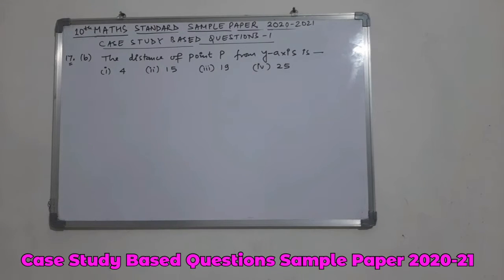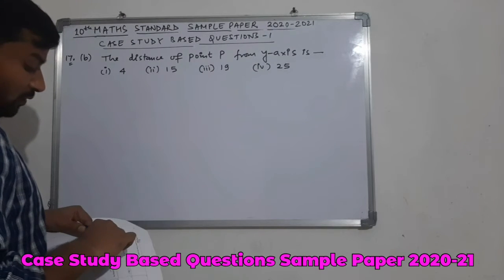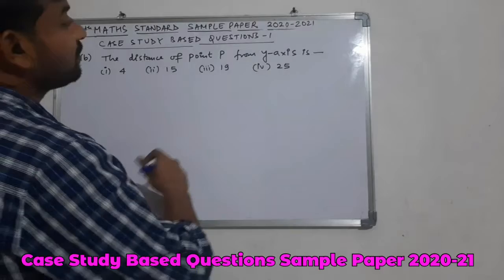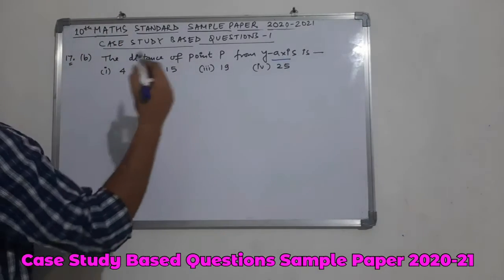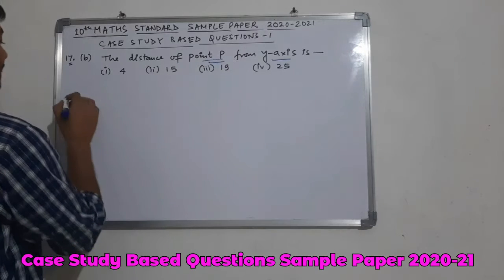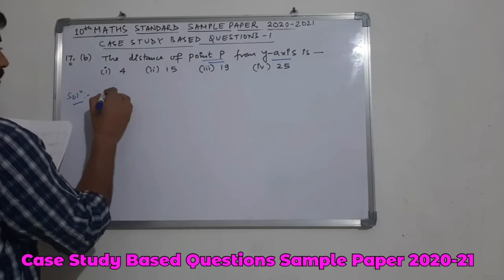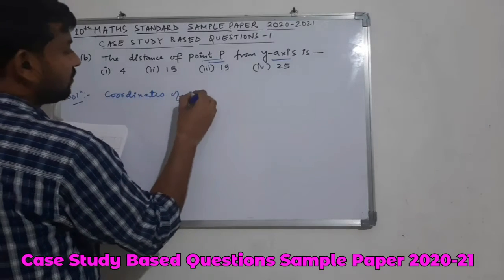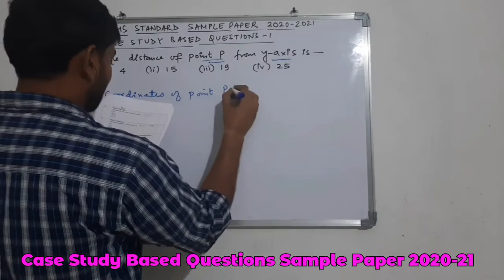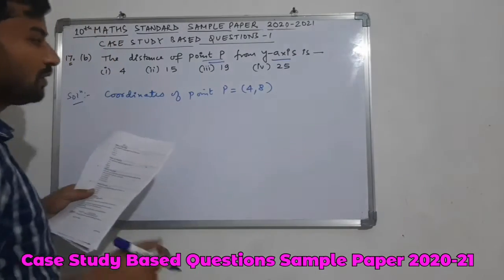Let us come to the B part of question number 17. The question is the distance of point P from y-axis. As you know, in coordinate, the distance from different coordinate axes, we can find out it very easily if we know the coordinates of the given point. Here, when we go through the graph given in the question, the coordinates of the point P are 4, 8. The point P is 4, 8.